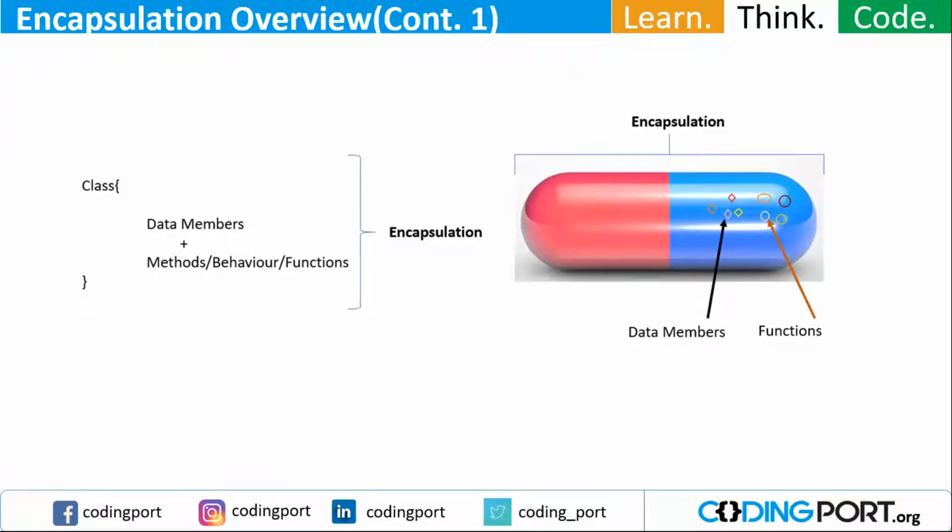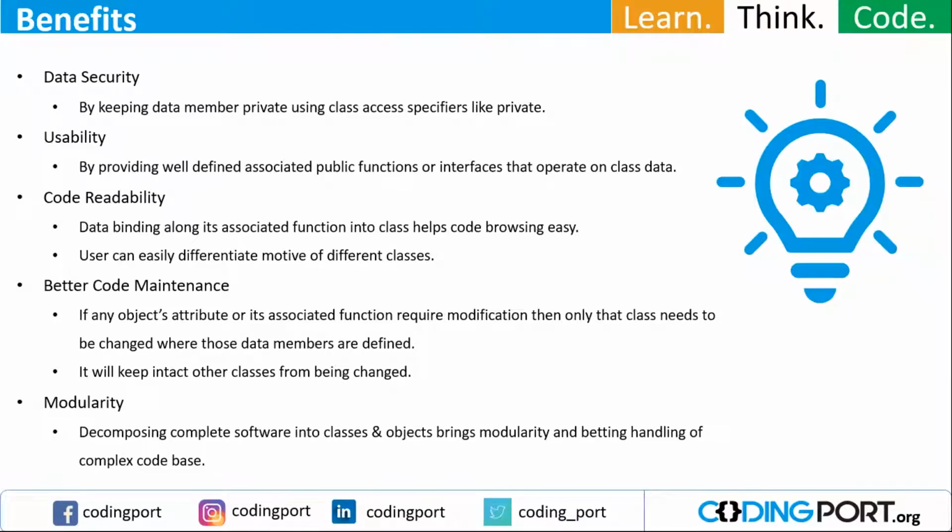Let's take another view. On the left hand side, I mentioned a class is a unit which consists of data members plus methods, behaviors or functions, and in the same way I try to depict with the help of a capsule, which is containing few data members and functions. Alright guys, I hope you have got some basic idea of encapsulation and you have seen this principle quite a lot in the real world, and you have seen a lot of real-time examples, right? So there are key benefits.